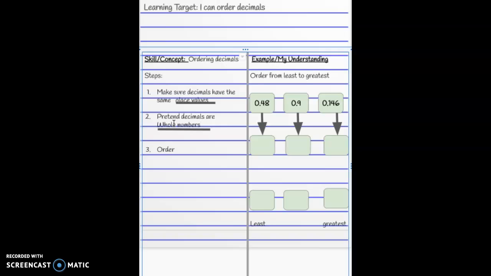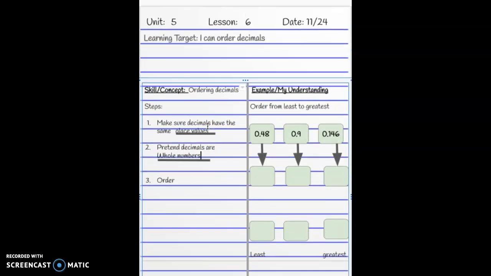Once you've done those two steps, then you're going to go ahead and order your decimals, depending on what the question asks you. In our specific questions today, we are going to focus on least to greatest, but some of your questions in your homework might ask you to solve from greatest to least. So make sure you're reading what way they want you to order.